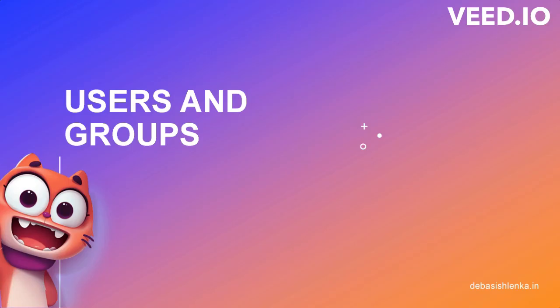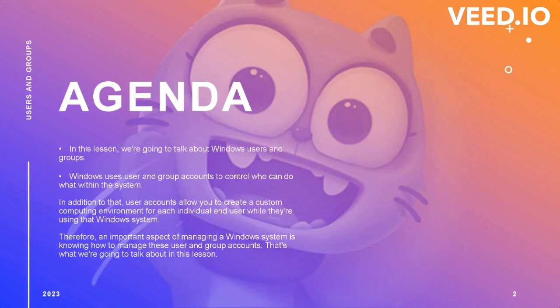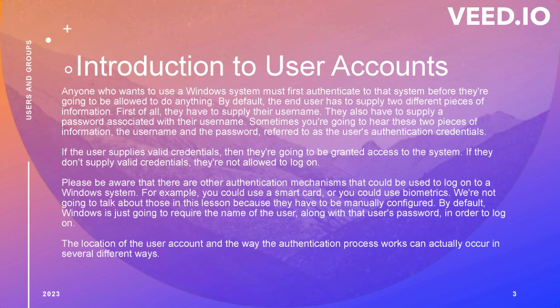In this lesson, we are going to talk about Active Directory users and groups. Windows uses user and group accounts to control who can do what within the system. In addition, user accounts allow you to create a custom computing environment for each individual end user while they're using that Windows system. Therefore, an important aspect of managing a Windows system is knowing how to manage these user and group accounts. That's what we're going to talk about in this lesson.